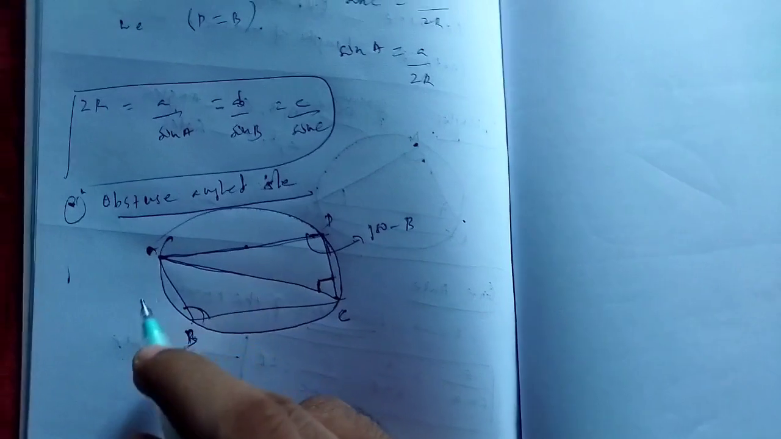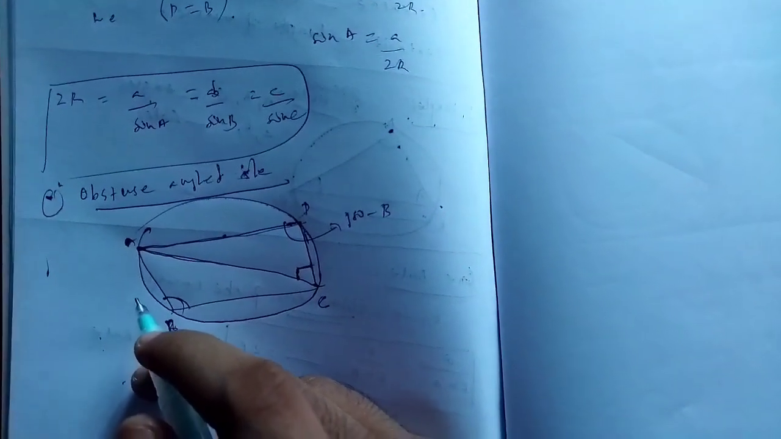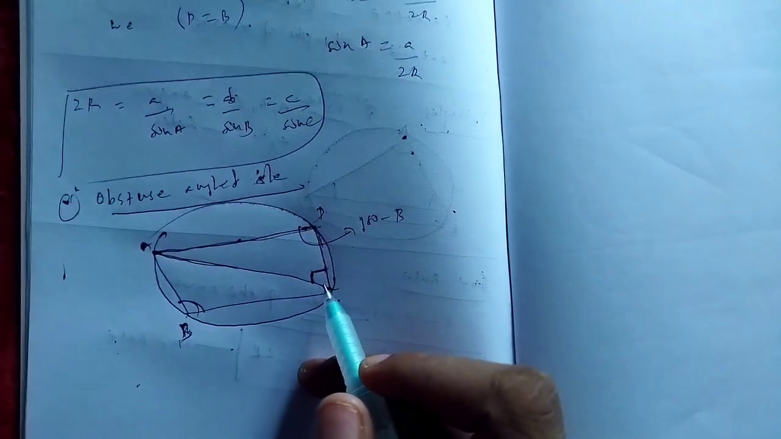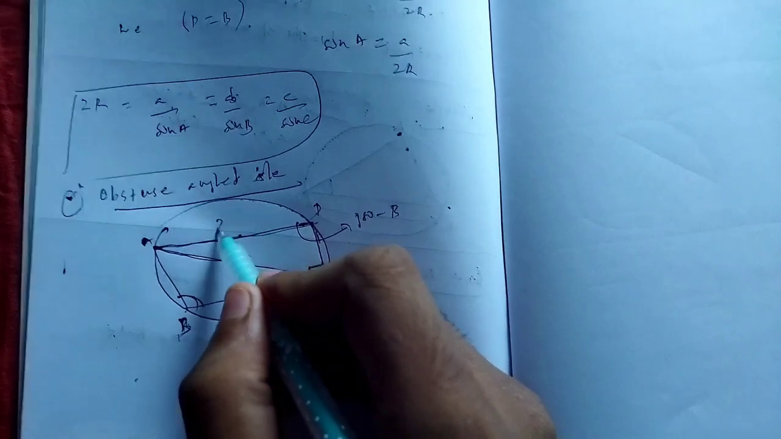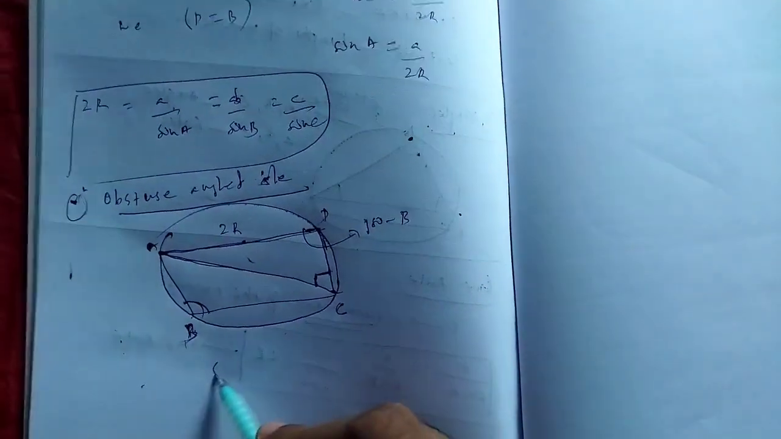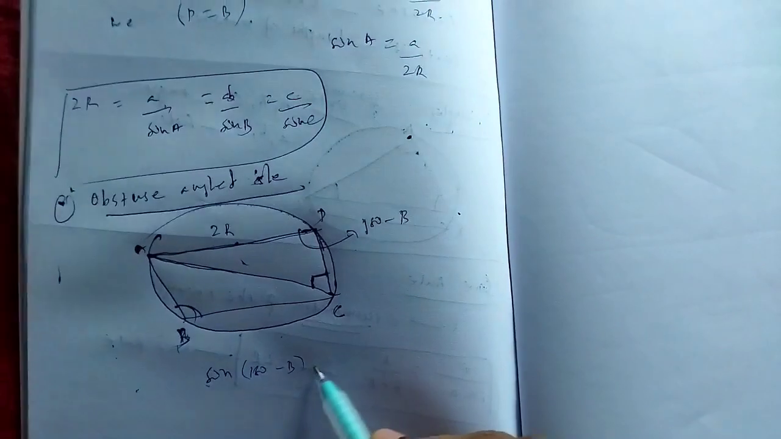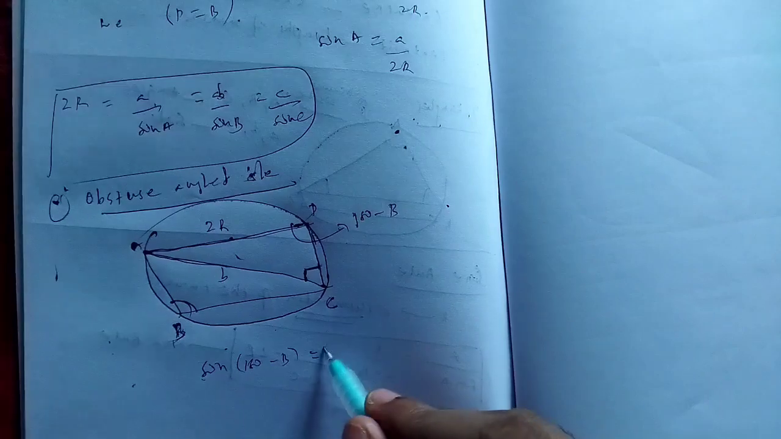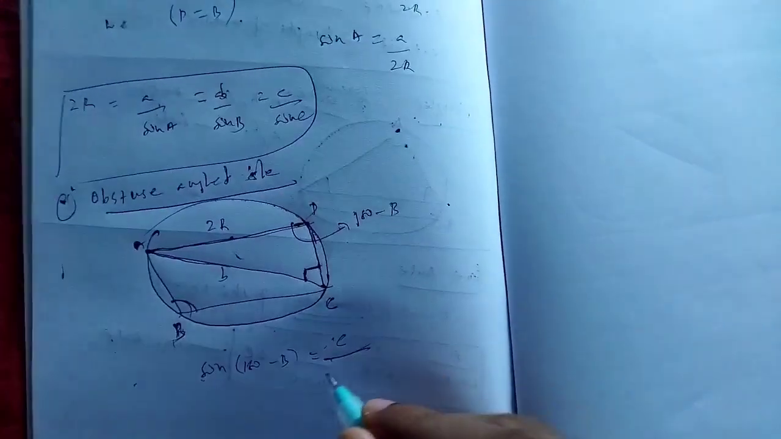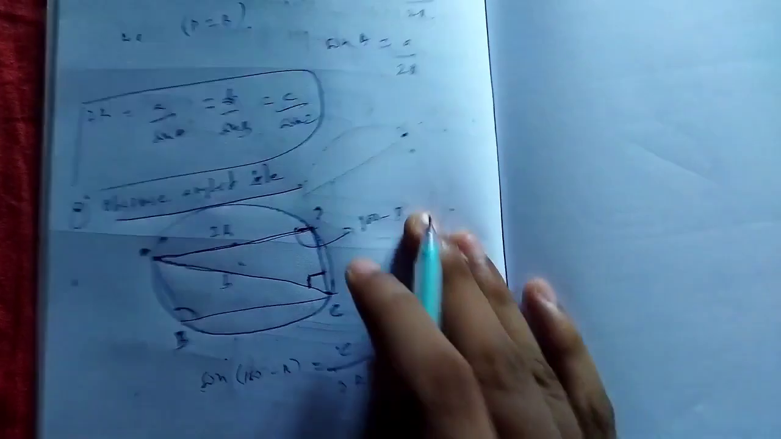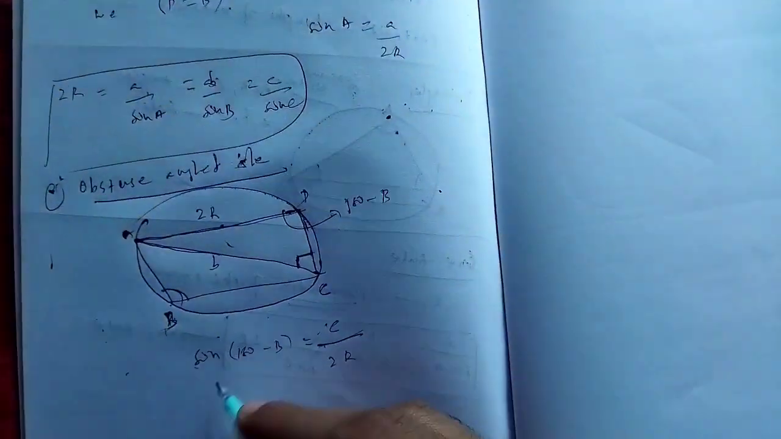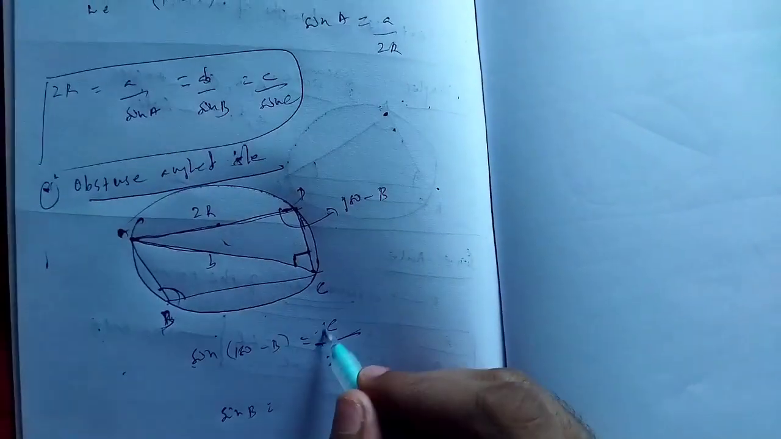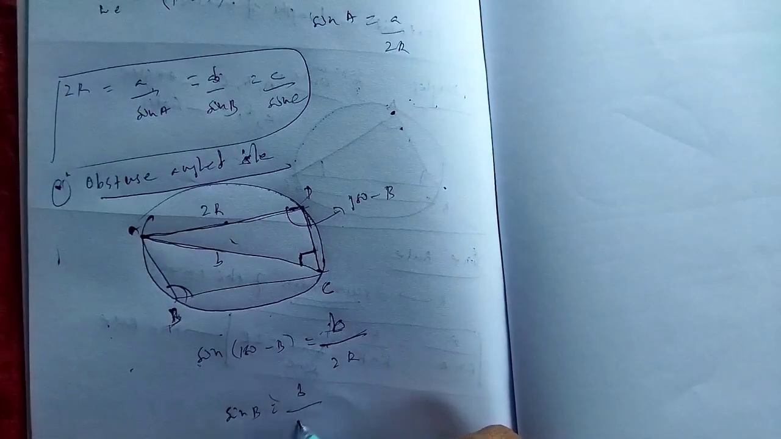As the sum of the opposite angles in a cyclic quadrilateral is 180 degrees, this will be 180 minus B. And in this right angle triangle, if we try to find sine of 180 minus B, it is opposite, b, by hypotenuse, 2r, and sine 180 minus B is nothing but sine B. So sine B equal to b by 2r.